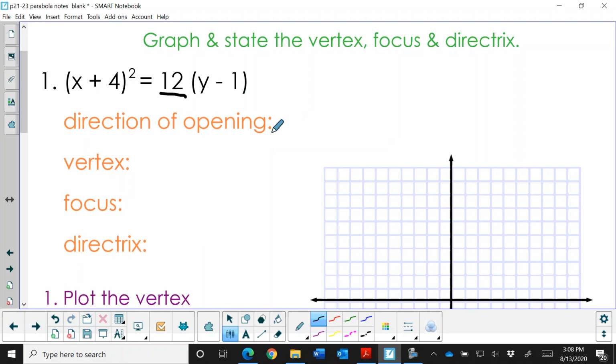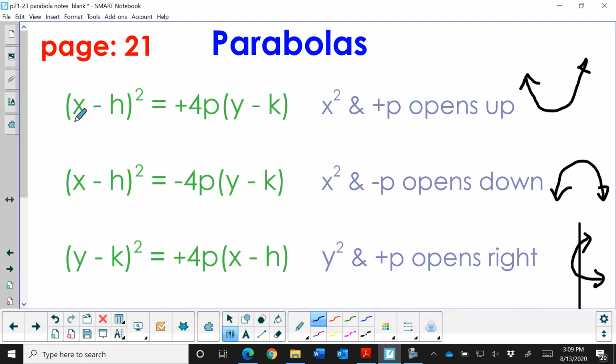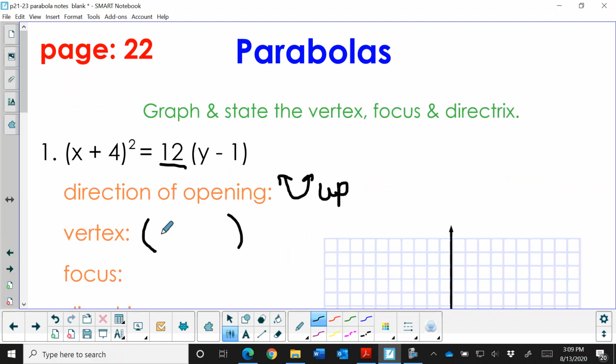So if we have an x squared and 4p is positive, that means it's going to open up. So we can just put up. Okay, the vertex, we're just going to look for h and k. Now, if you go back to your formulas, I'm going to flip back for a second. Okay, it's x minus h. So since this is a positive 4, it's always the opposite sign. So minus 4. And the same thing with the minus k. That's just positive 1. So these are always the opposite sign of what you see in the equation.